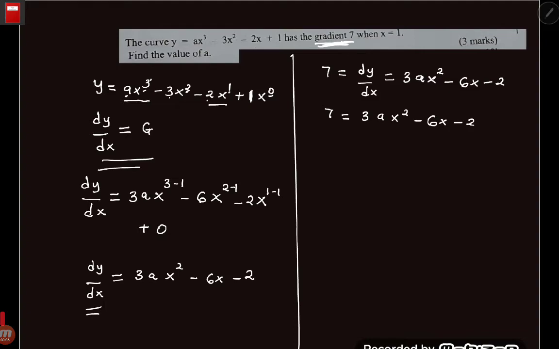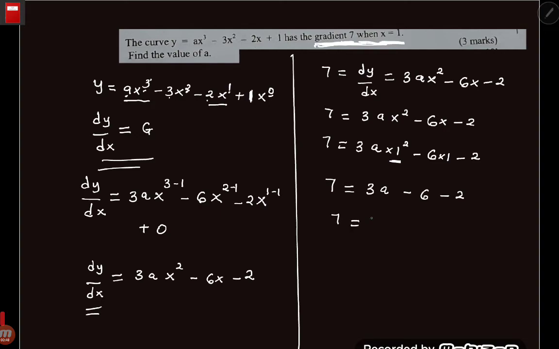But you are told we were told that it has a gradient of 7 when x is equal to 1. So after getting the gradient, we substitute x is equal to 1. Wherever there is x, we substitute 1. So our equation will therefore be 7 is equal to 3a times 1 squared minus 6 times 1 minus 2. This simplifies to 7 is equal to 3a, because 1 squared is 1, minus 6 minus 2.